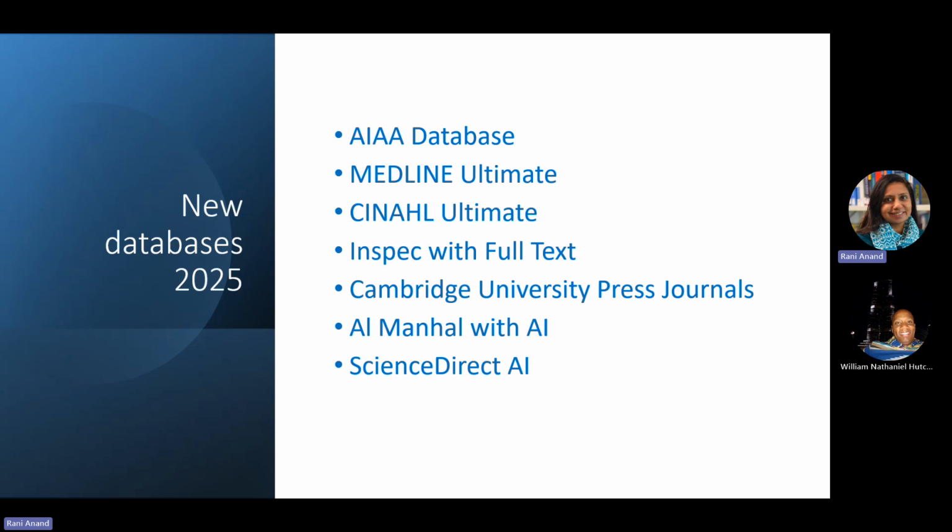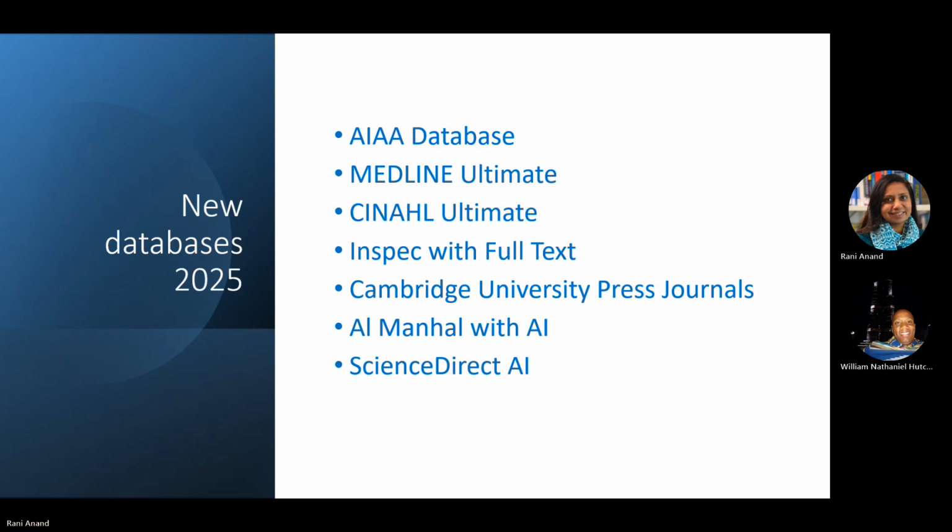We had a gap in aerospace engineering, so we added the AIAA database. Then Medline, we had only a version of abstracts, and we updated it to Medline Ultimate, like a full text. CINAHL is again a medical database for nursing, mostly for nursing education. Then InSpec, we got a full text version. Then we added Cambridge University Press Journals plus open access privileges.